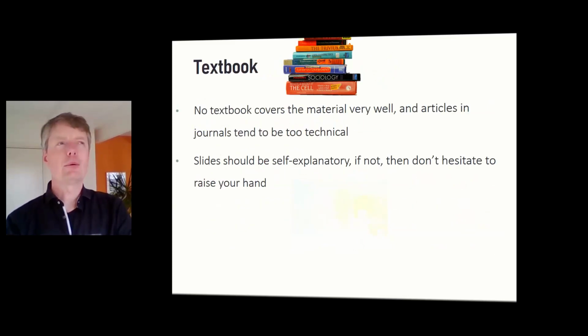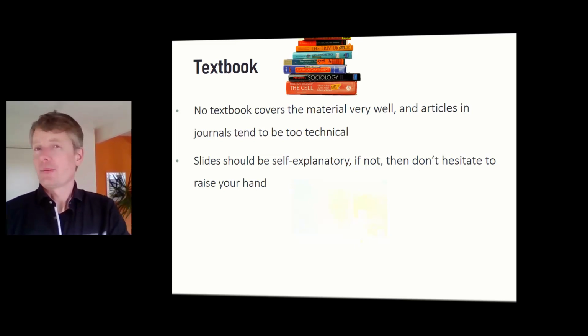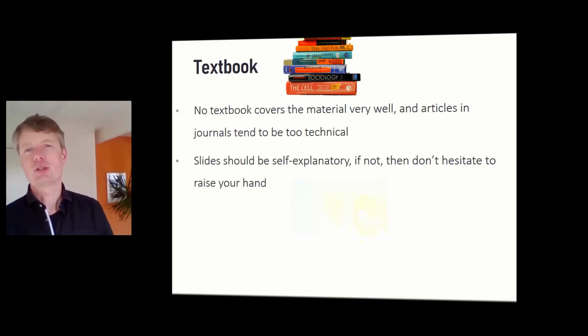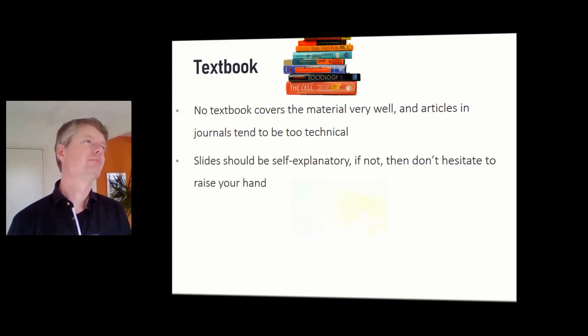Alright, so now what's different from Econometrics 1 is that we don't have a textbook, because those topics are not really covered very well in any textbook that I actually saw. So the alternative is then to ask you to read articles from journals, but those tend to be too technical. So the course material is mostly the slides, so the lecture notes. And I made sure that those are self-explanatory.